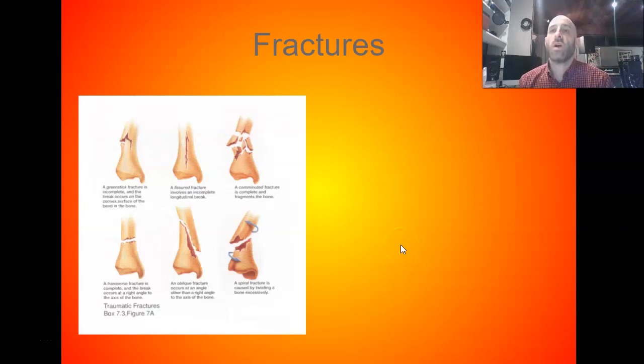In this lecture, we're going to go over fractures, and we're going to talk about how we characterize a fracture of a bone, and also how that bone heals. Bones are actually really good at healing, and that makes sense. Think about it from an evolutionary standpoint.